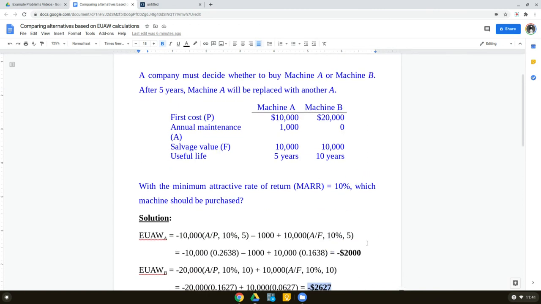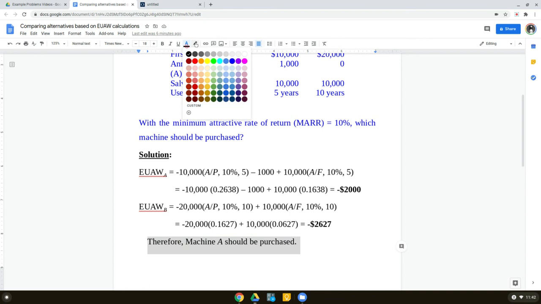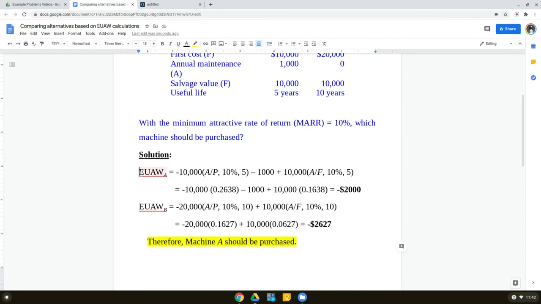Both machines are giving you negative equivalent uniform annual worth, but if you must choose between these two machines, then you should choose the one that has the less negative value. So that would be minus $2,000. Therefore machine A should be purchased because both are negative values, but at least machine A has a less negative value than machine B in terms of EUAW. So that would be our choice.